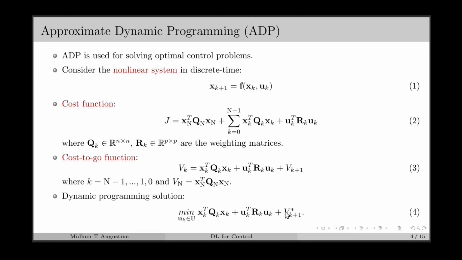Since we do not have a closed form expression for this Vk plus 1 star, solving this problem will be difficult. One possible solution is to try all the possible state and control pairs and compute this cost to go function for all of them. We have to discretize it over the entire state space and control space. This will become computationally intractable when the dimension of the state vector and the control vector increases. And this is also known as the curse of dimensionality, which makes dynamic programming intractable for nonlinear systems.